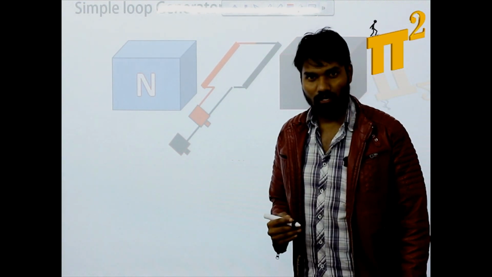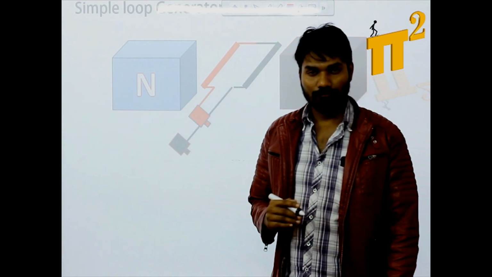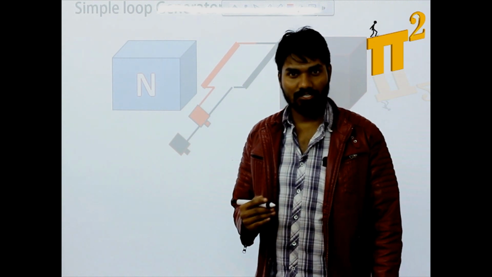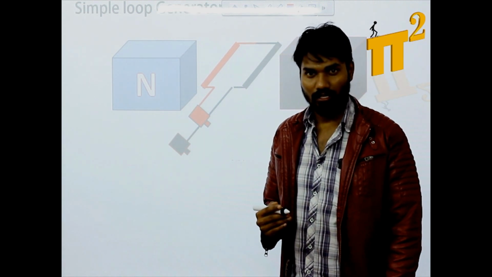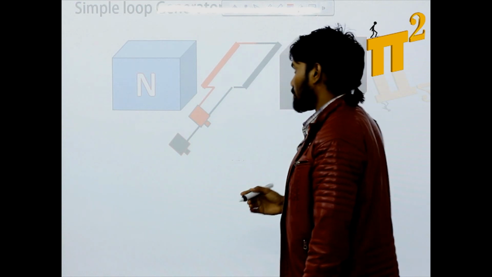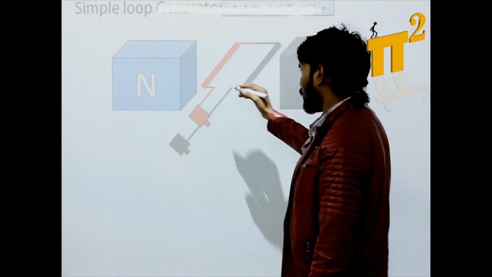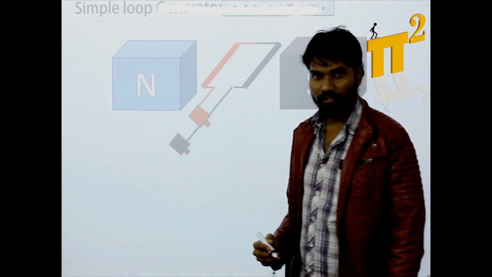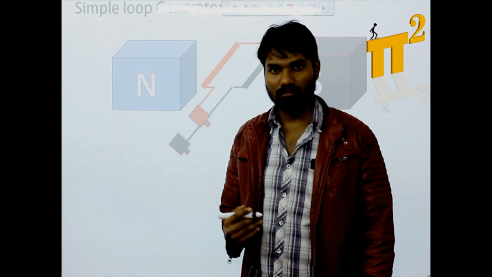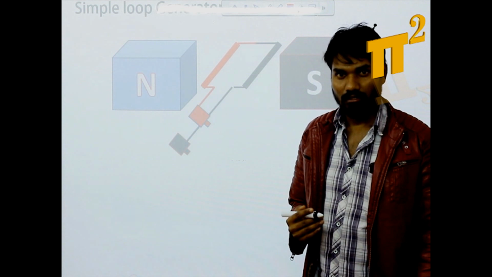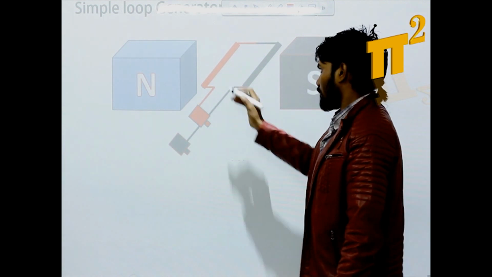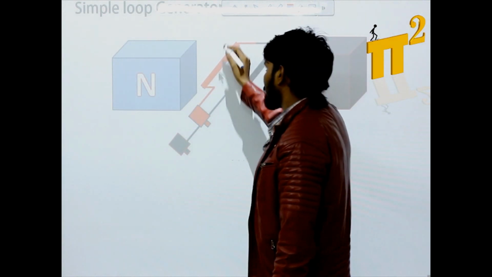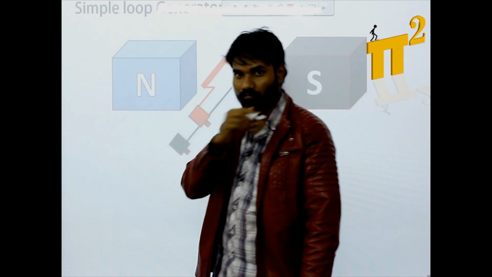Any DC generator works on the same principle, which can be analyzed and understood easily by using a simple loop generator. Means I'm taking one loop. In an actual practical generator, there are many loops, many turns rather, but for simplicity I'm considering only one loop, hence it is called a simple loop generator.